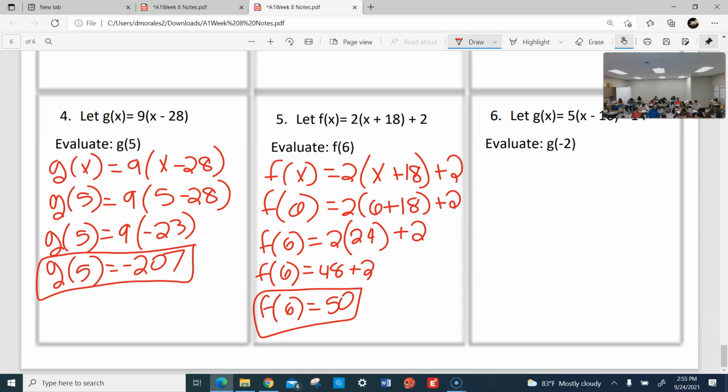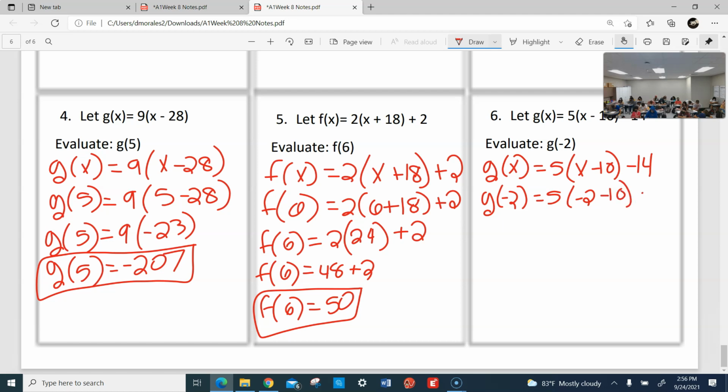So first step, the one that no one should get wrong, is just rewriting the actual function all over again. g of x equals 5 times (x minus 10) minus 14. g of x, oops, my bad, not x. I'm going to replace all my x's with negative 2's, is what you guys did who are working on it.